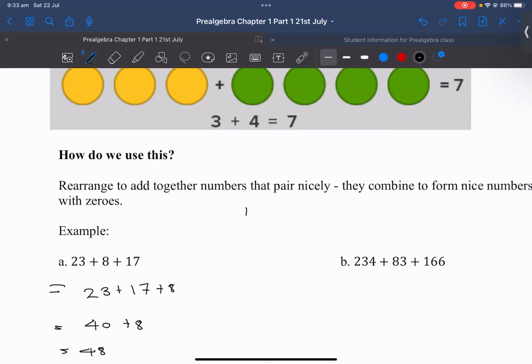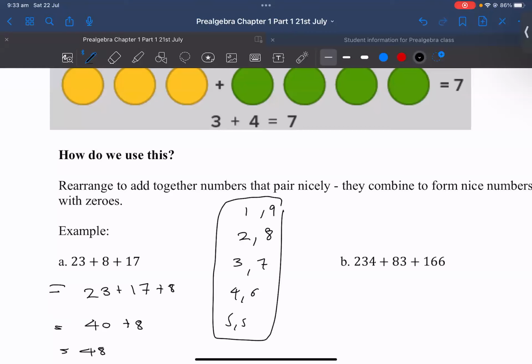What do you add to 1 to get something that adds with 0? 9. So you pair it with a 9. You have a 2, you want to pair that with it? 8. Yeah. And 3, 7, just like we saw. 4, 6, 5 with 5. If you're going to pair these numbers, it'll make the addition a lot easier.